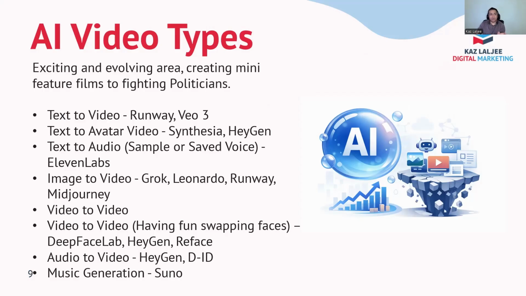Then if you want to go to audio to video, you'd probably use HeyGen or Studio DID. It's just known as DID. And then for music generation, you could use something called Suno. I'm sure there's many others that you're probably shouting at the screen, how have you missed this one, Kaz? How have you not included that? But the aim here is not to give you a list of AI tools you can use, but just to give you a bit of an idea of different things you can do.